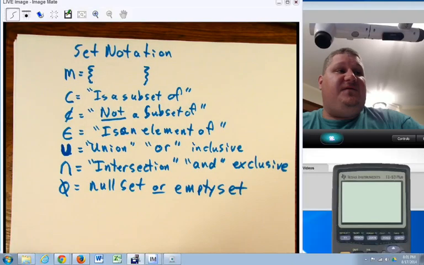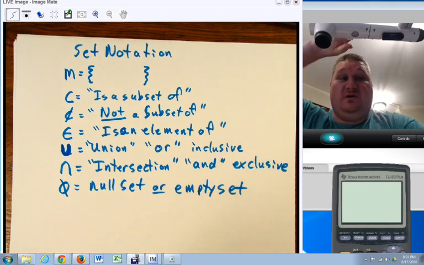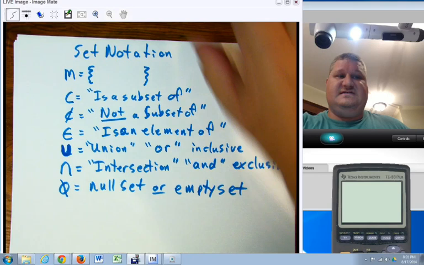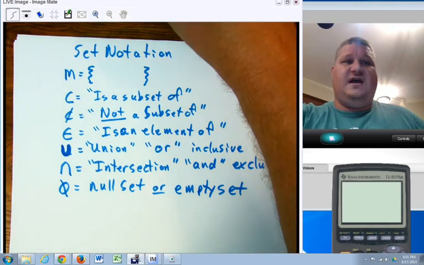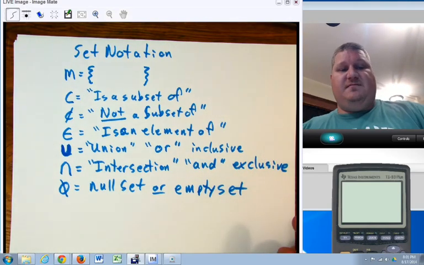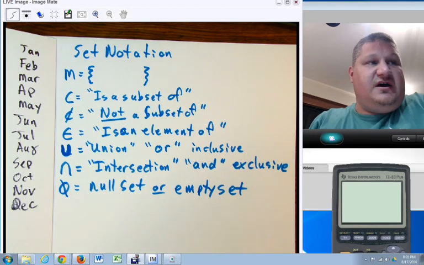Okay, for the first video of pre-calculus, we're going to talk about set notation as part of the prerequisite chapter, or zero chapter. With that in mind, we need to have a set that we're talking about. Now, a set is simply another way of talking about groupings. The grouping we're going to be talking about is the months of the year in this case. So January, February, March, April, May, June, July, etc.